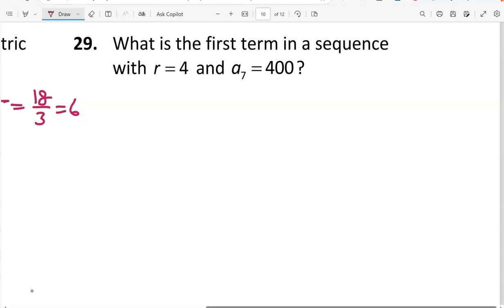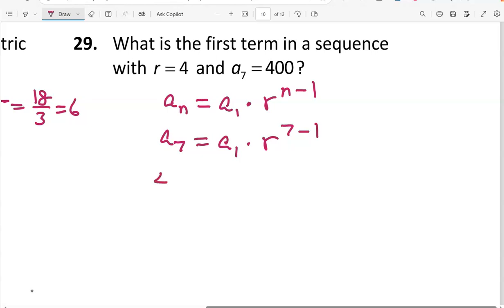In 29, we are looking for the first term in a sequence with r equal to 4 and a sub 7 equal to 400. And of course, we were given that this is a geometric sequence, so a sub n, the nth term, is equal to a sub 1, the first term, times r raised to the n minus 1 power. Since we're talking about a sub 7, I'm going to replace all my n's with 7. So a sub 7 is equal to a sub 1 times r to the 7 minus 1. A sub 7, or the 7th term, is 400.